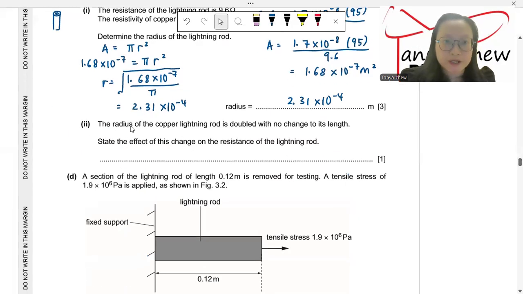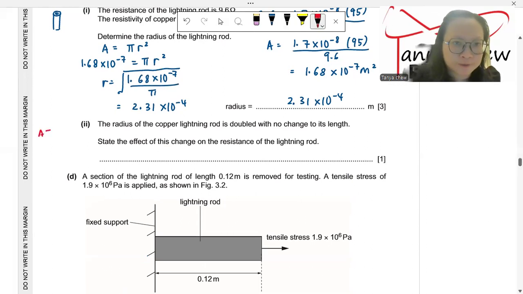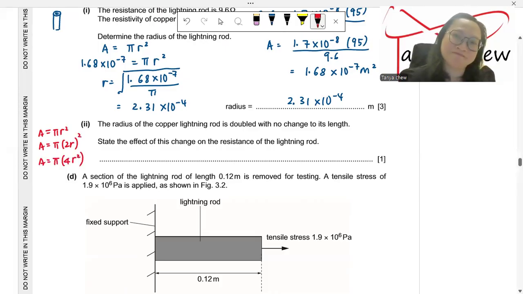Second part, the radius of the copper lightning rod is doubled, with no change to its length. State the effect on the resistance. When I am asked to state the effect, you have to look at the equation first. A is equal to pi r squared. Now, r is equal to 2r, doubled. So A is equal to pi times this r squared. What happened here is that the new A is 4 pi r squared.